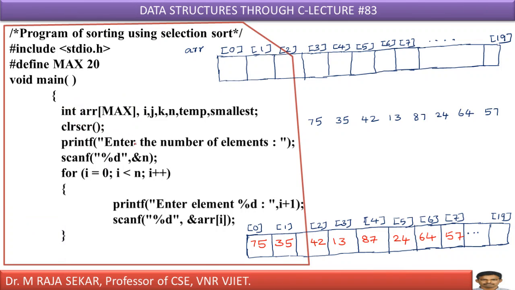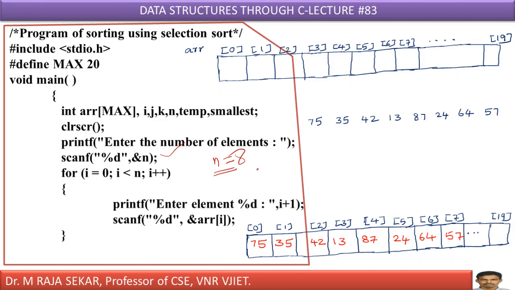A clear screen which will clear the output screen. Enter the number of elements. For simplicity, let me say I entered number 8. That number 8 will get stored in the place of n. scanf("%d", &n). Therefore, your n value is 8, isn't it?